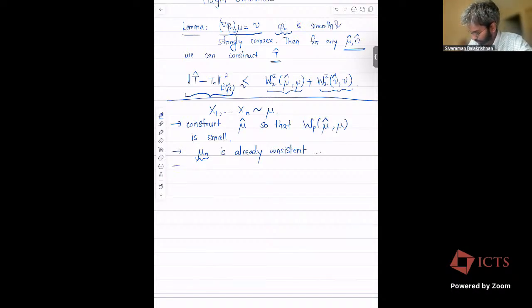And maybe the other question one might wonder is: is it the best possible estimator? And if not, can it be improved? How can it be improved? When can it be improved? And so on. And so those are some of the questions, at least we'd like to get some sense of today.